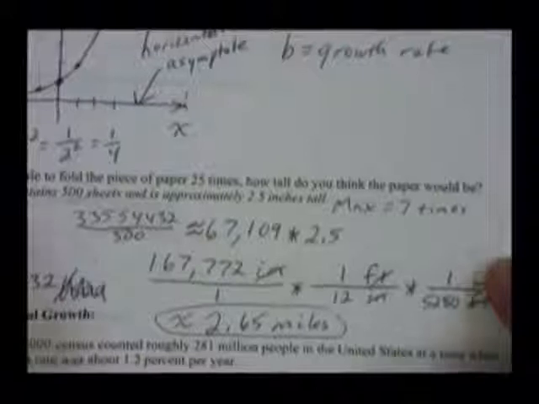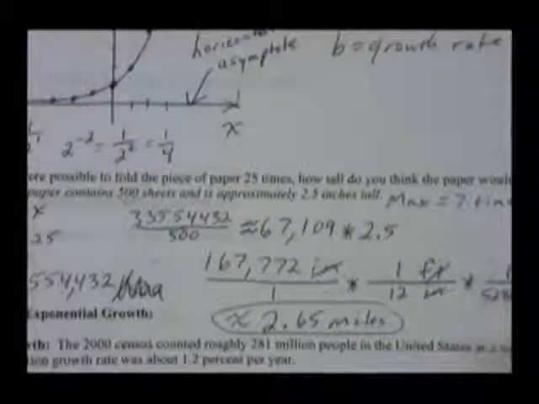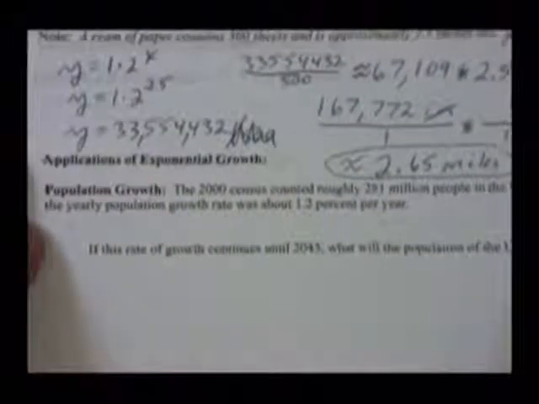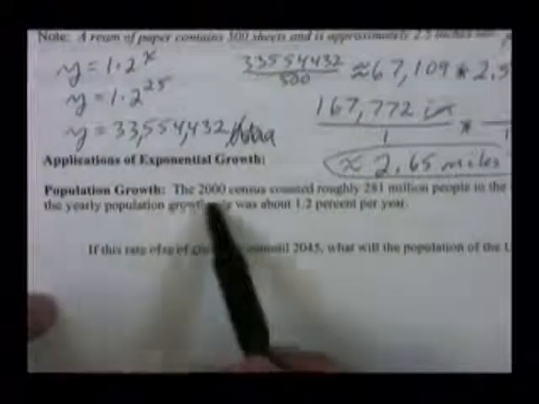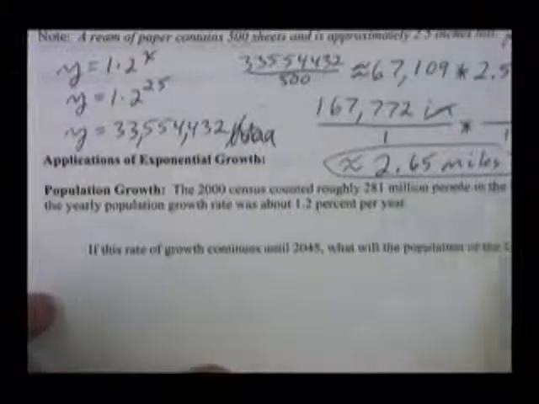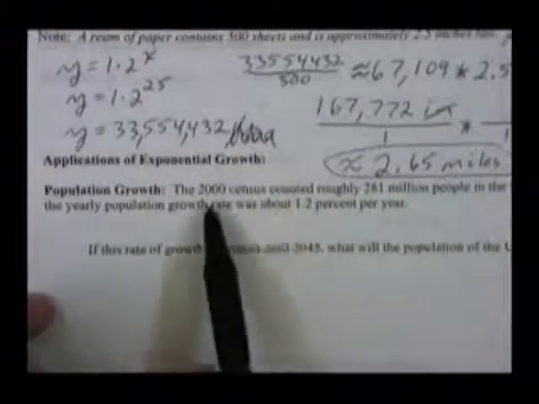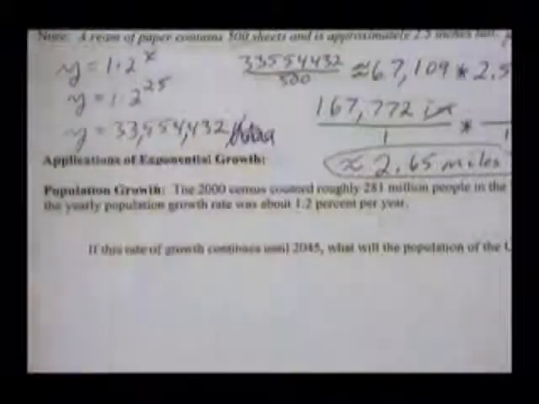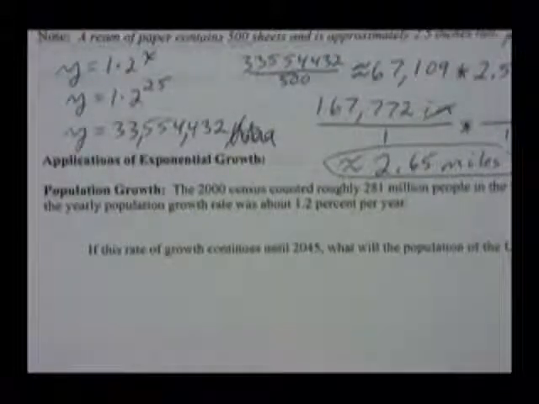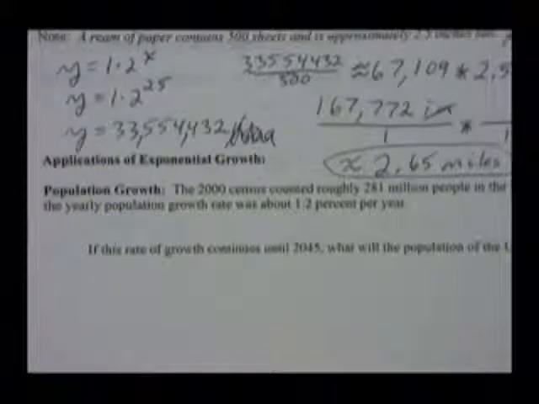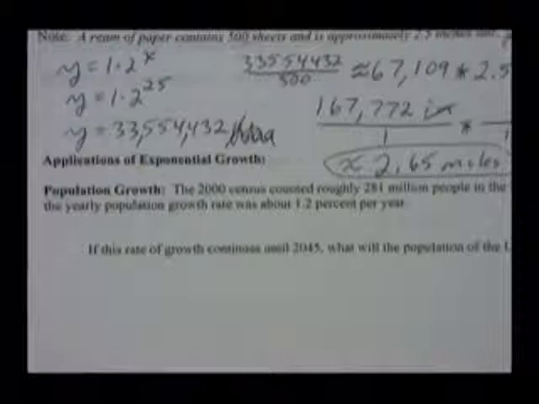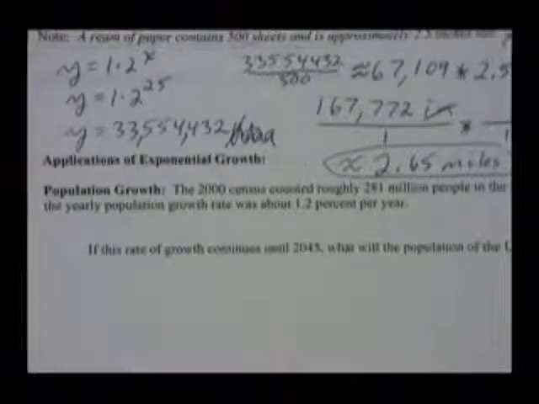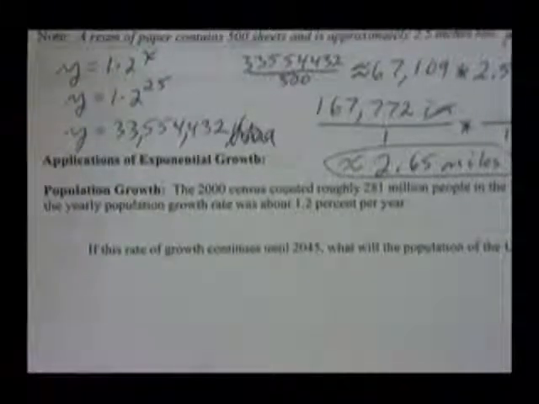All right, let's go on to another place where exponential growth is used a lot, and that's in the idea of population growth. So it says the 2000 census, and I'm just going to go ahead and read through. You've got those notes that you can look at. The 2000 census counted roughly 281 million people in the United States at a time when the yearly population growth was about 1.2% per year. If this growth rate continues until 2044, what will the population of the United States be at that point?